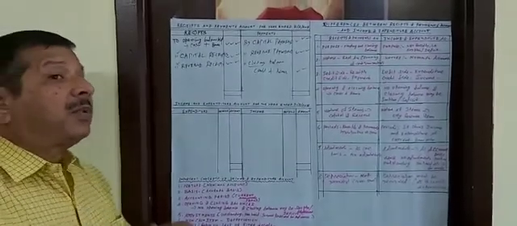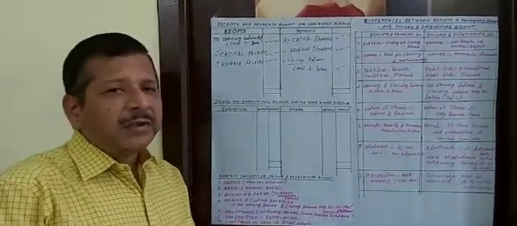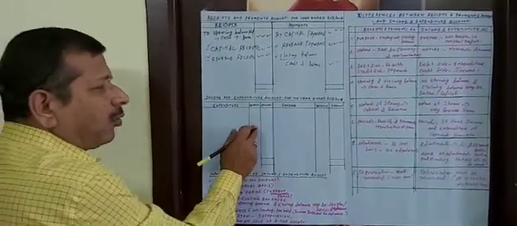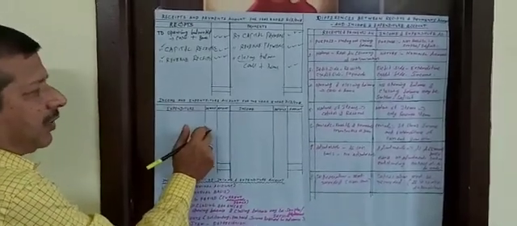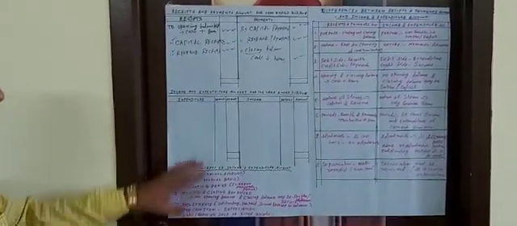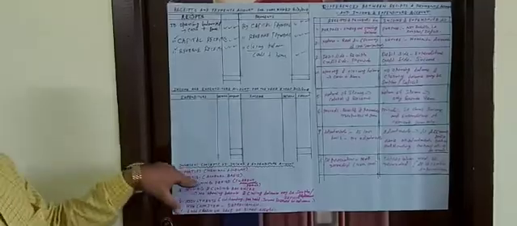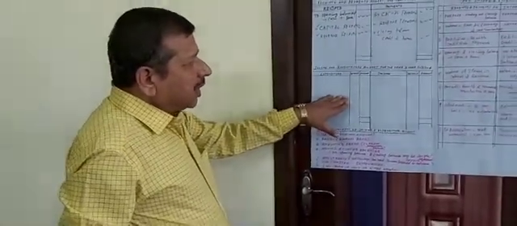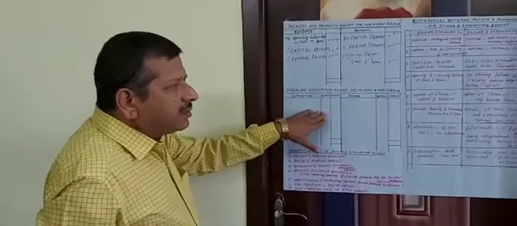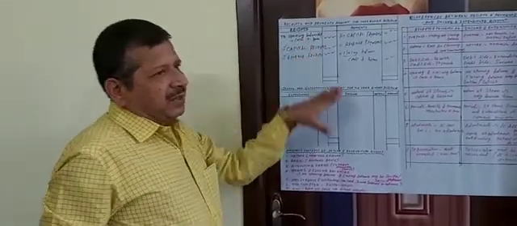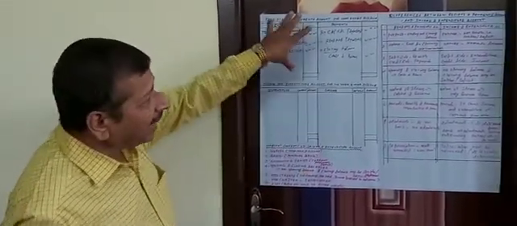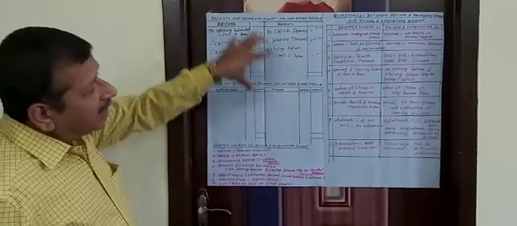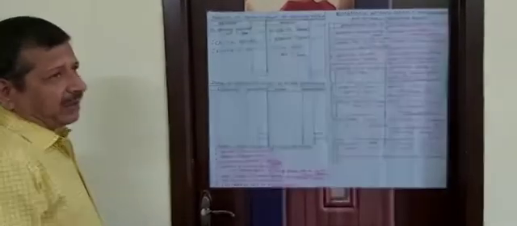This I am repeating, as I have already told you, because I am going to explain the concept of income and expenditure account. Now I come to the concept of income and expenditure account. This income and expenditure account is prepared from the receipts and payment account. That's why I recalled the receipts and payment account, then I am going to the income and expenditure account.